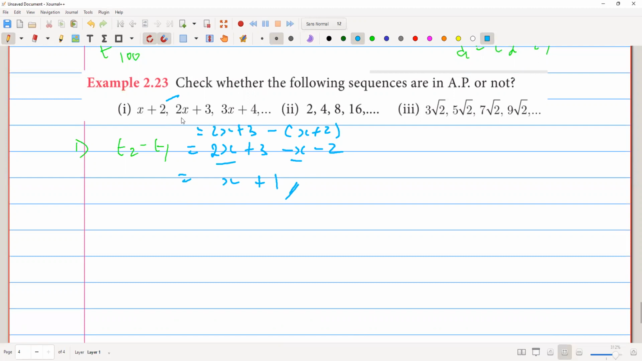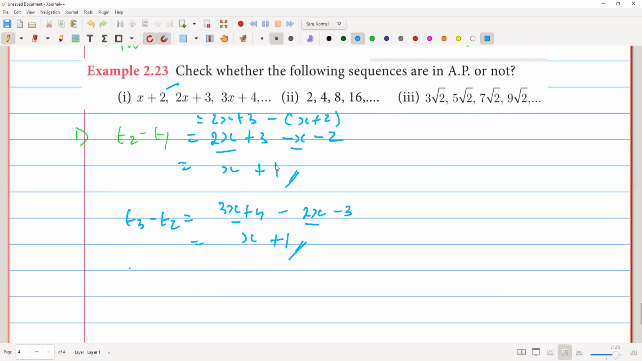When I go for this one, T3 minus T2: 3x plus 4 minus 2x minus 3. So 3x minus 2x is x, 4 minus 3 is plus 1. Yes, thus it's an AP. What about this? 4 minus 2 is 2.